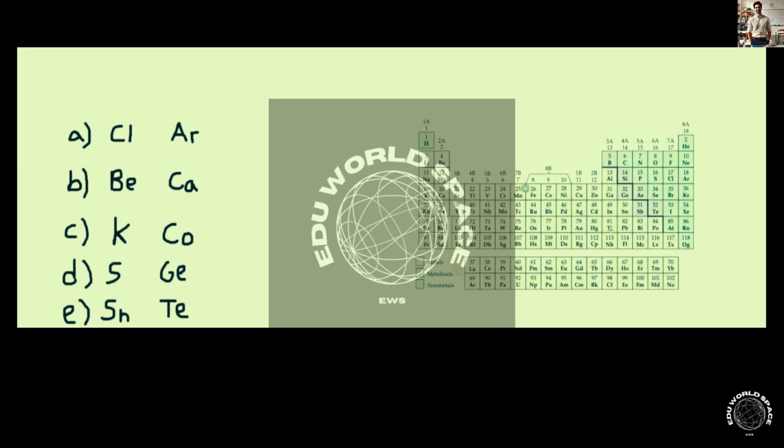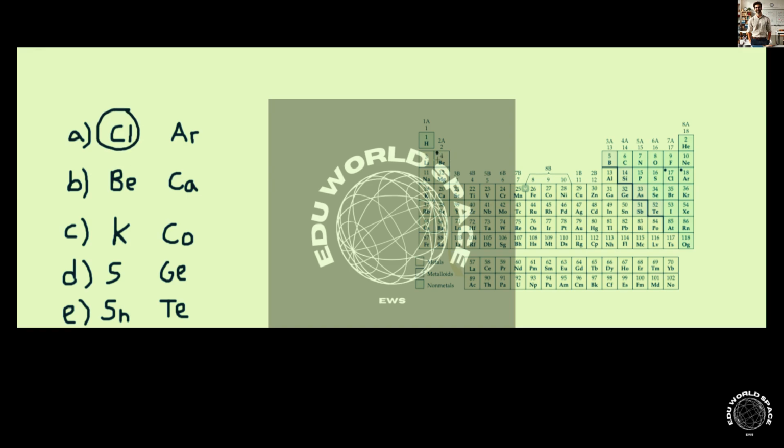The first one is chlorine and argon. Chlorine is 17, argon is 18. So both of these elements will have their valence electrons in the 3p orbital, but argon, with a higher atomic number, will have one more proton in the nucleus. That means a greater nuclear charge, a greater pull on the electrons, and therefore making it harder to remove the electrons. So chlorine, one less proton, less pull on the electrons, easier to remove. Chlorine will have the lower first ionization energy.